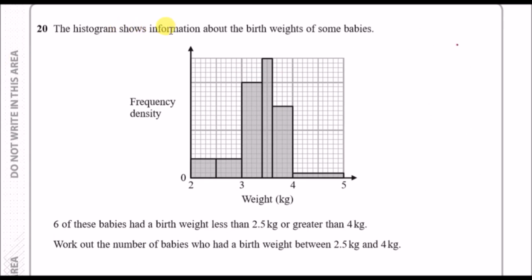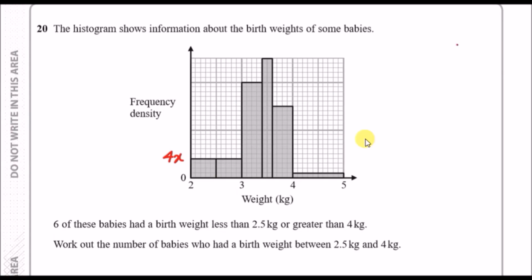So the histogram shows information about the birth weights of some babies. Now just notice it carefully, guys, that you're not given any frequency density. If you're not, the safest thing to do is just to work algebraically. For example, you can see there's a height of 4 blocks up. So let's just work in ones. So there's 4 blocks up, so this could be a height of 4x.